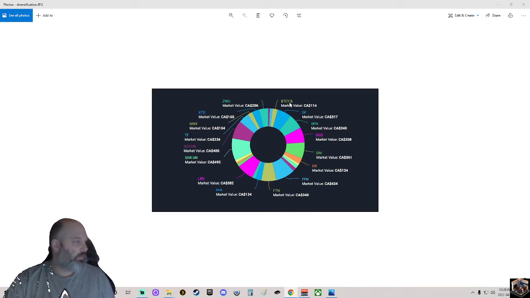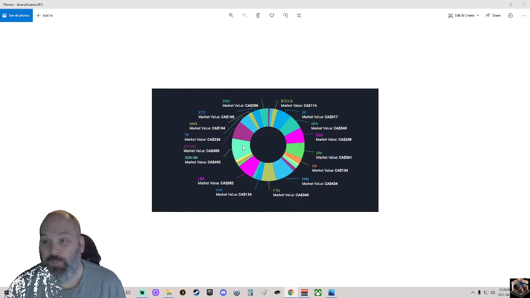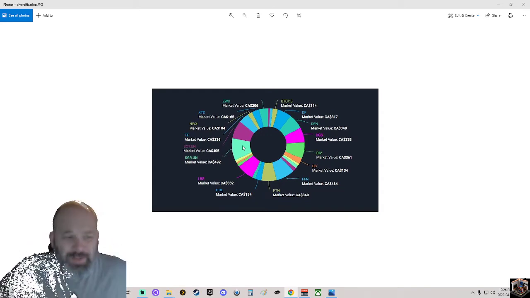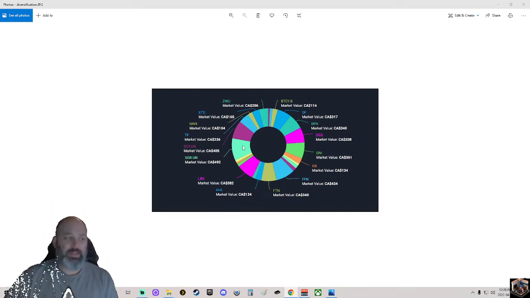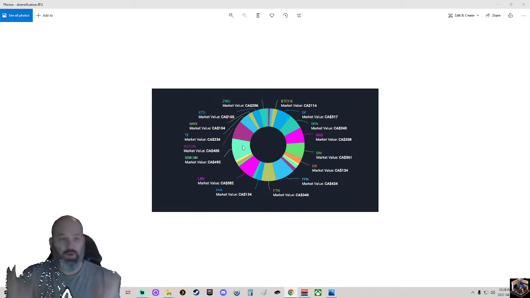Now, mind you, some of these things are really crazy. For example, the biggest one here is Slate Office, which is at 8.82%. And then SGR as well, which is at 8.24%. So what I'm trying to do is basically get everyone around what I call the green zone for overall allocation.